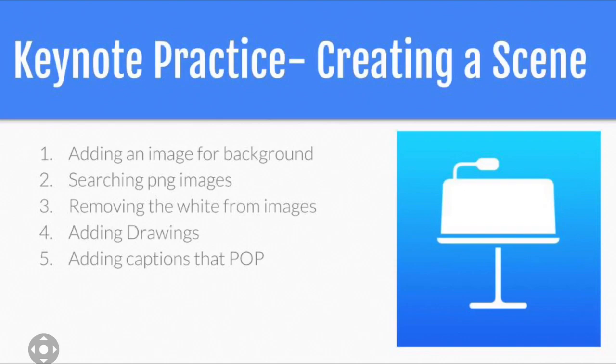In this Keynote practice, we're going to do something a little bit different that we don't often do for presentations, but it's creating a scene. For this, we're going to learn how to add an image for the whole background, which we've covered a little bit before. We're going to show you how to search PNG images and remove white. Sometimes those PNG images come in and the background is still all white. I'm going to teach you how to get rid of that, how to add drawings on top of images to create a little bit more style, and to add captions that pop. All right, so let's get started.